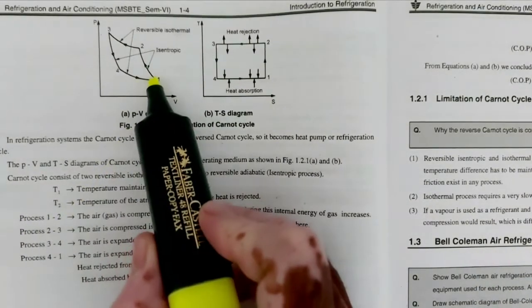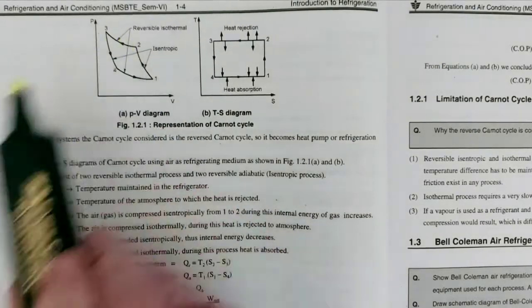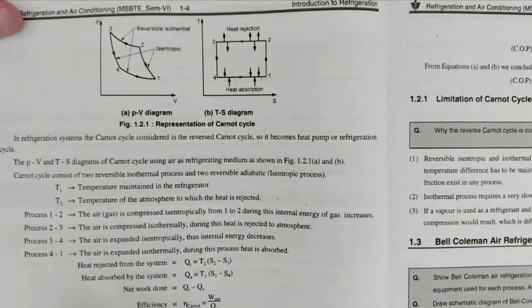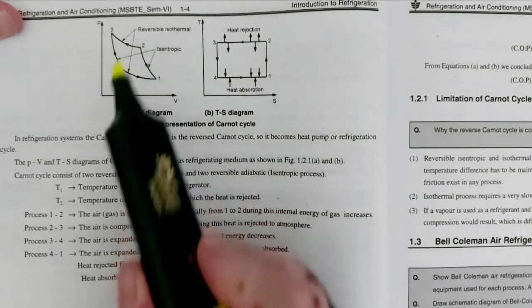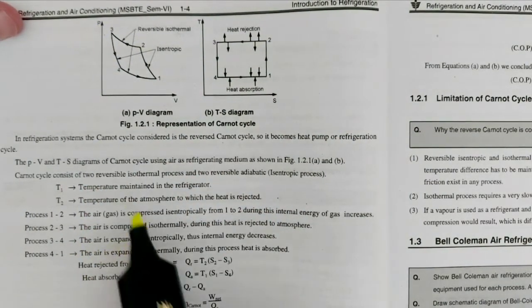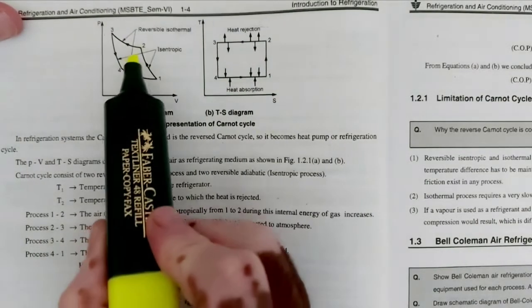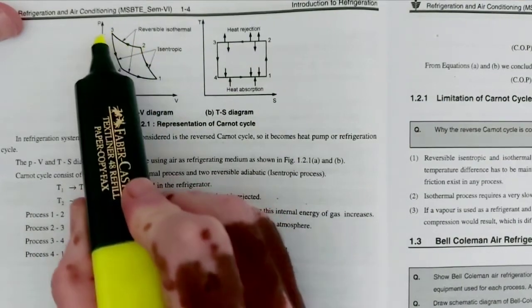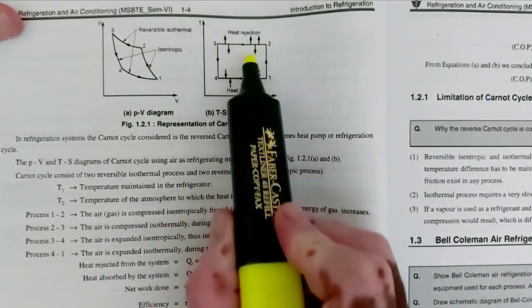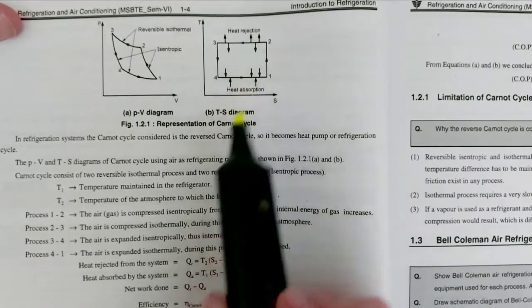Process 1-2: the air gas is compressed isentropically from 1 to 2. During this, the internal energy of the gas increases. Process 2-3: the air is compressed isothermally. During this, heat is rejected to the atmosphere. So 2-3 is heat rejection, and 4-1 is heat absorption.